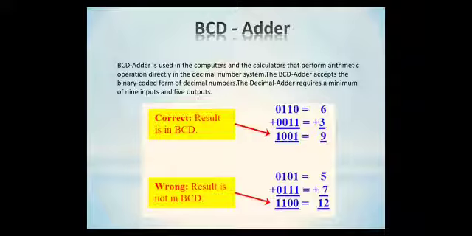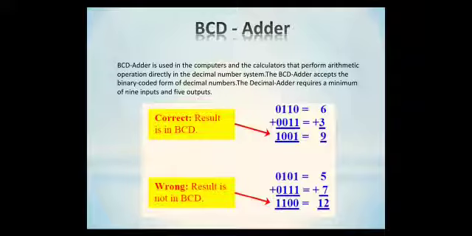Here the decimal numbers are 0 to 9. After 9, if the value exceeds, it is not valid. Here the first example is a valid BCD code, and the second example is not a valid BCD code.